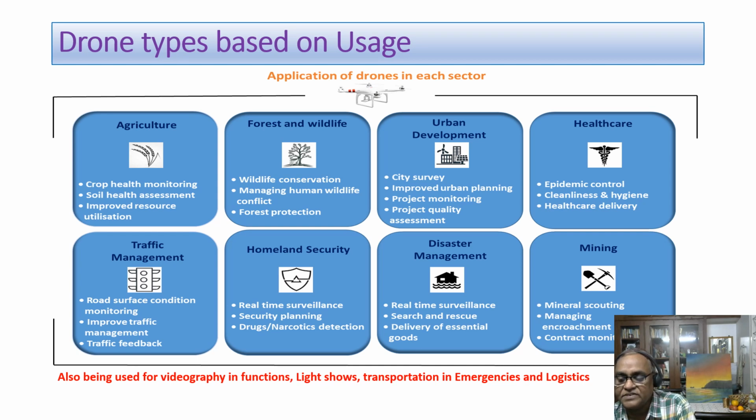After seeing the classification of drones based on their technology and weight, now we will see how they are classified based on their uses, like for agriculture, forest and wildlife, urban development monitoring works, healthcare, traffic management, homeland security, disaster management, and mining. In addition, drones are also used for logistics, photography, videography, light shows in the sky, etc.